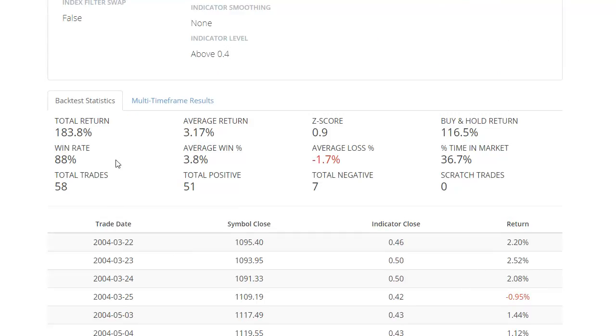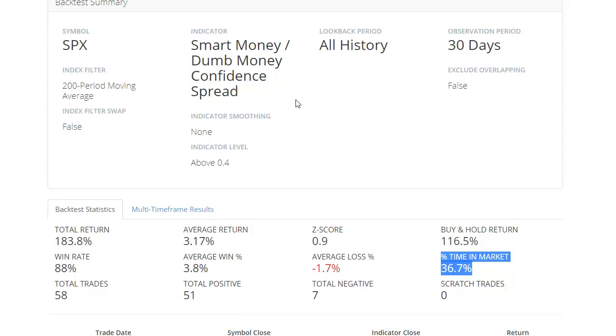So the most important thing typically is average return, your win rate, and then it'll give you the average win, the average loss, the percentage of time in the market, the number of days where this event triggered, and some more information. So in this case, we can see that 30 days after the spread was above 0.4 and the S&P was above its 200-day moving average, the S&P was higher 30 days later 88% of the time by an average of 3.2% about, which is very, very good.